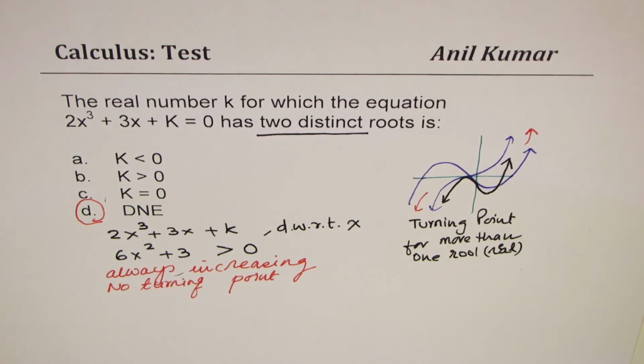So I hope the concept is clear to you. For such questions, we need to see what kind of function it is. Now this function is always increasing. So here we cannot have two distinct roots. It will have only one root for this particular function, since it can never turn, right? So that's the concept. I hope it helps you to understand the question and the level of the question.